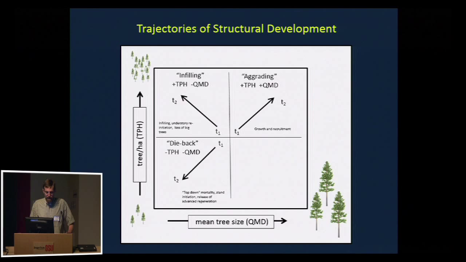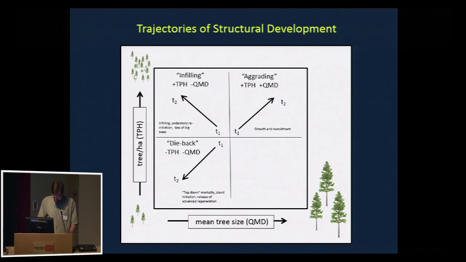Down in the other quadrant, where your number of trees is decreasing and your mean tree size is decreasing, I call this dieback. And this might mean top-down mortality. A windstorm might come in and remove a couple big trees that subsequently knock down lots of smaller trees, and before the understory regenerates, we might see this type of pattern. The release of advanced regeneration in canopy gaps, things like that.